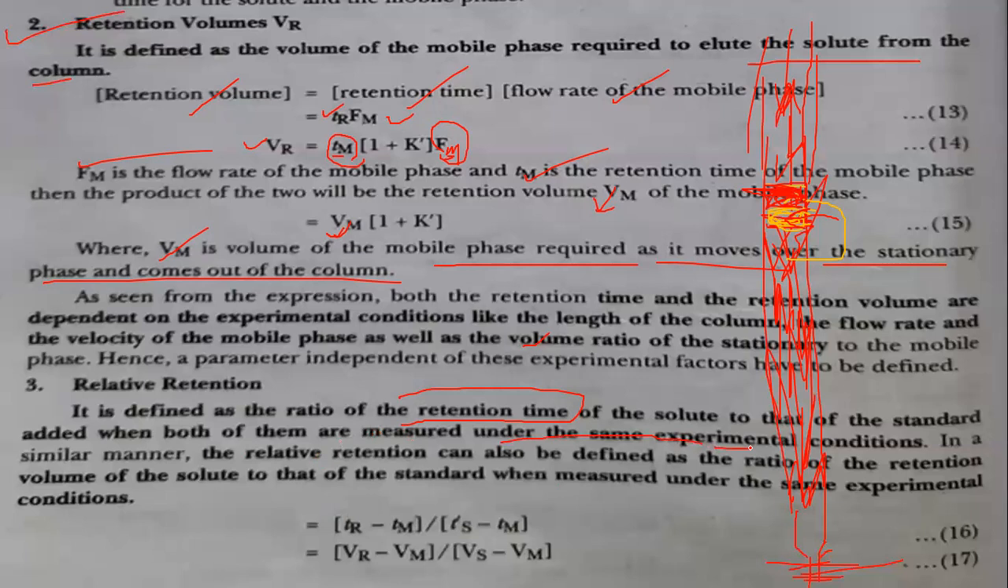So what does it mean? If you want to separate a particular component using chromatography, you are adding a standard to it. And then how much time the standard takes to come out of the column, and how much time your actual solute takes to come out of the column, that we are going to compare. So in relation with each other, how much time they take to elute out of the column.